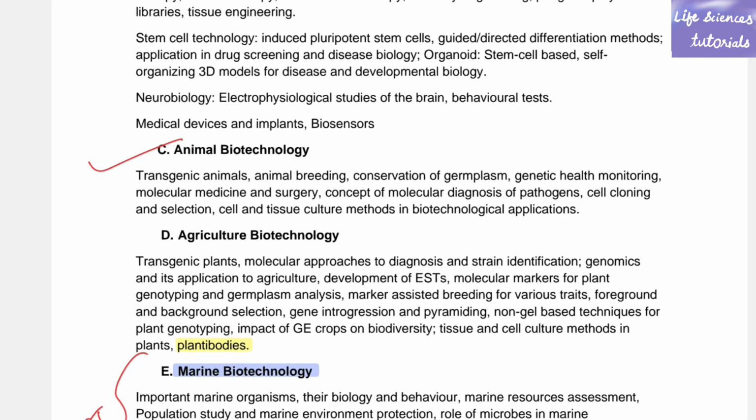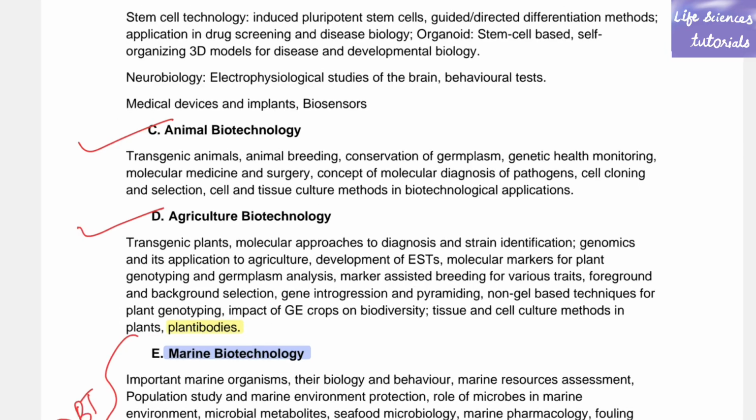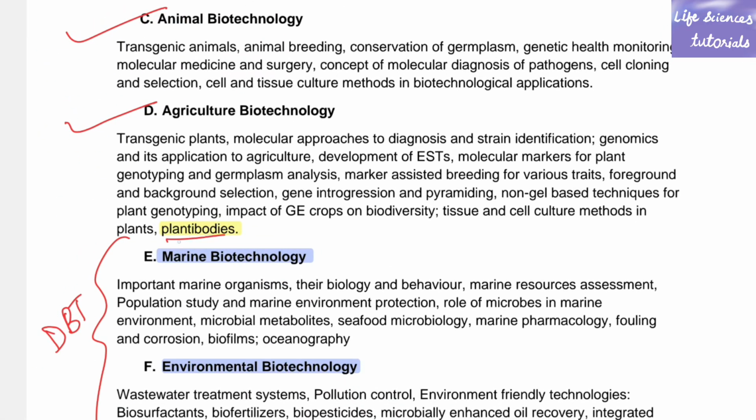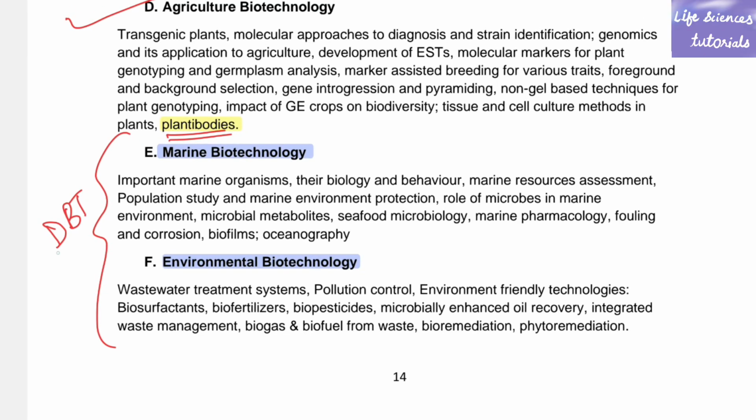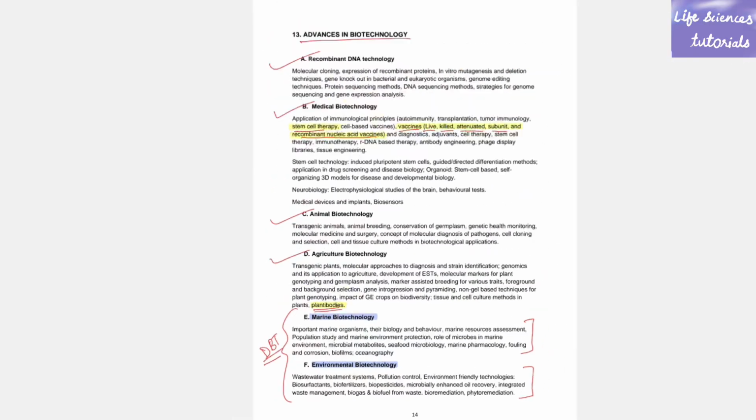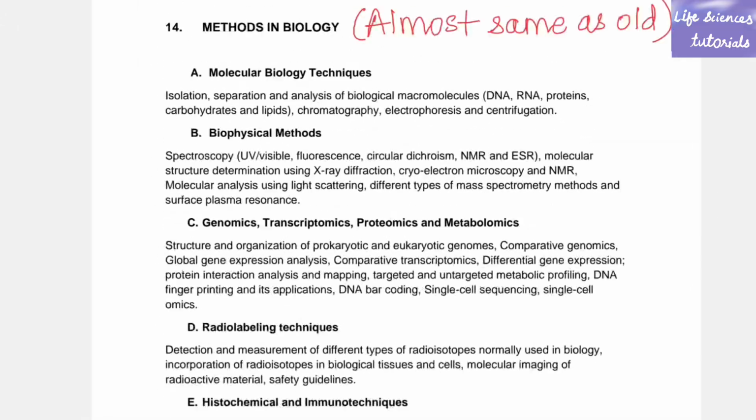Next, we have animal biotechnology, agriculture biotechnology. So first we had plant genomics as the title, now we have it as agriculture biotechnology. Everything is pretty much the same, like plant bodies and such small topics have been specified now. Okay, now this is basically from the DBT syllabus, marine biotechnology and environmental biotechnology. You can learn some basics, and here subtopics have also been mentioned, so it is easy to know what to study, what not to study. Last but not the least, methods in biology.